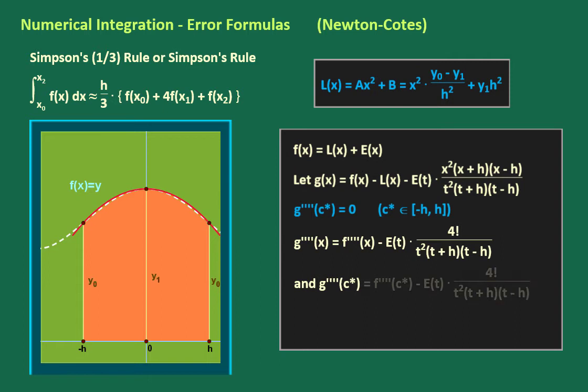Plugging in c star, we obtain a formulation for g quadruple prime of c star. G quadruple prime of c star is supposed to be 0. And so solving for the error quantity E of t is equal to f quadruple prime of c star times the fraction whose numerator is the product of t squared, the quantity t plus h, and the quantity t minus h. The denominator is 4 factorial.